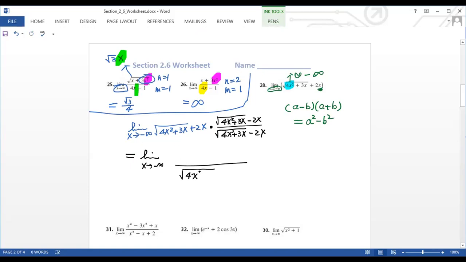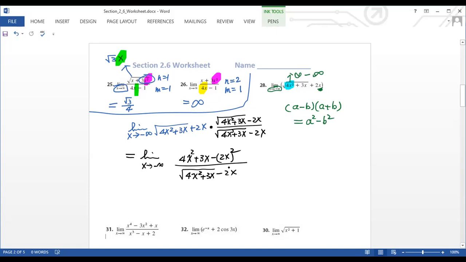Okay, so this is 4x squared plus 3x minus 2x. Okay, so the top is a squared minus b squared, right? So it will be 4x squared plus 3x minus 2x squared. So far, so good? Okay. All right, so now it's good.